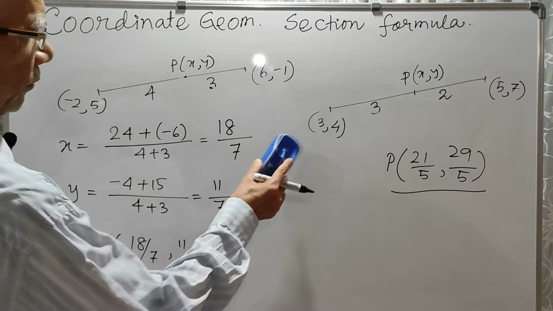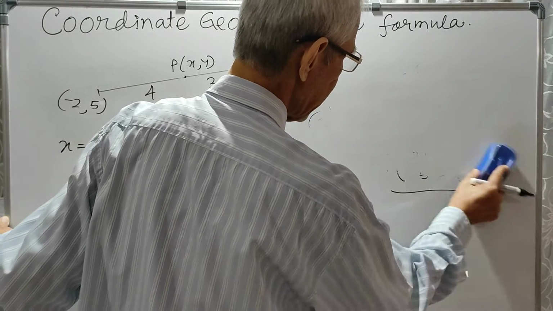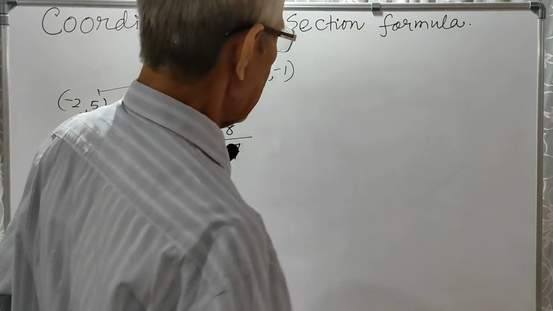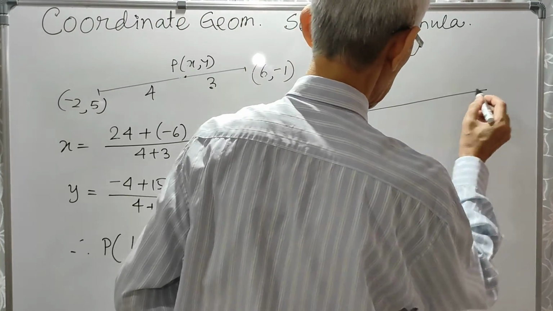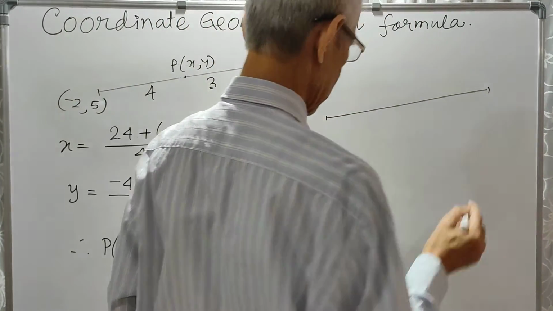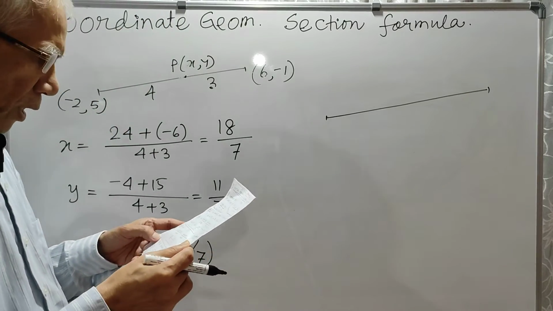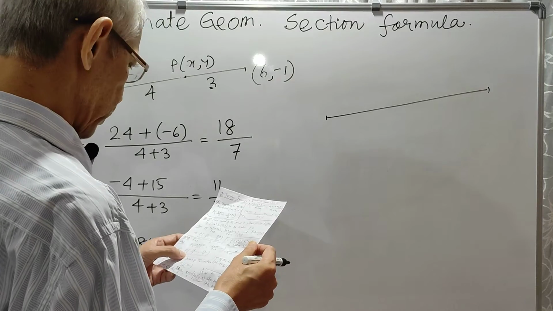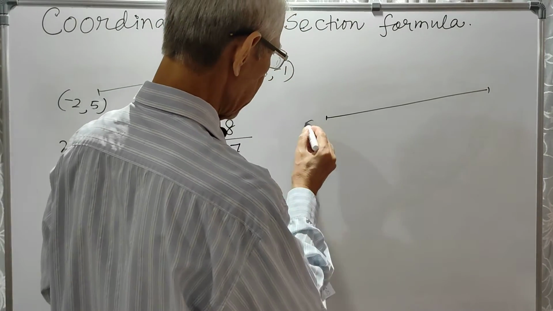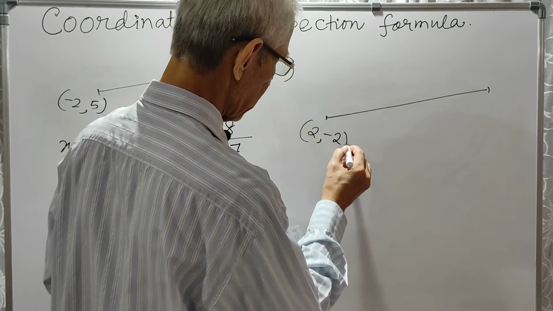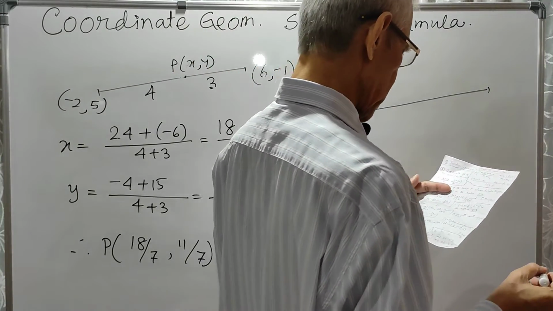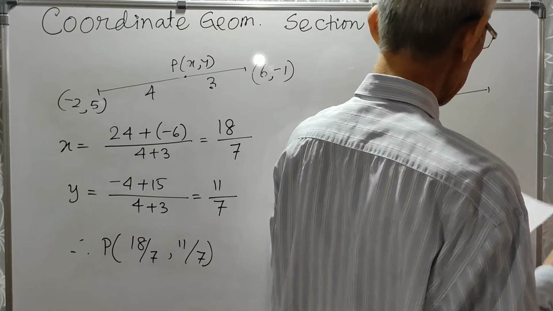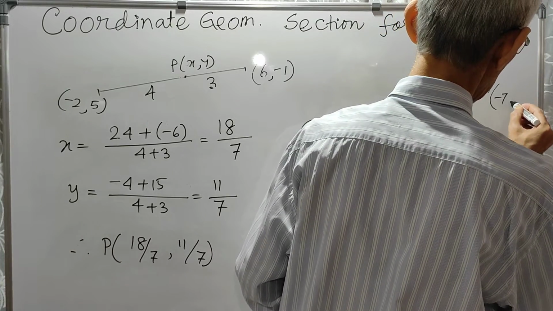Okay. Now let us see a slightly harder one. This is a straight line which joins these 2 points. These 2 points are given: 2, minus 2 and minus 7, 4. This point is 2, minus 2, and the other point is minus 7, 4.